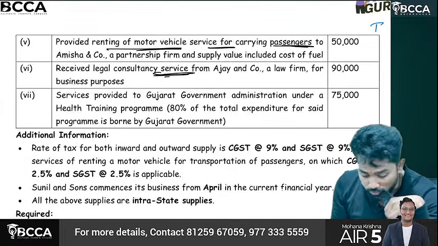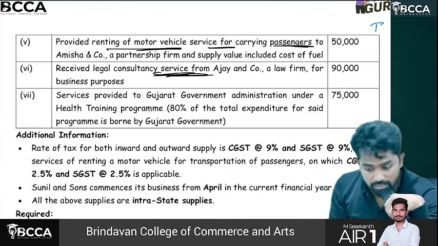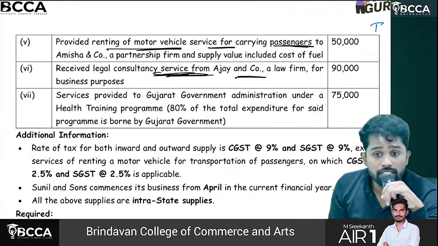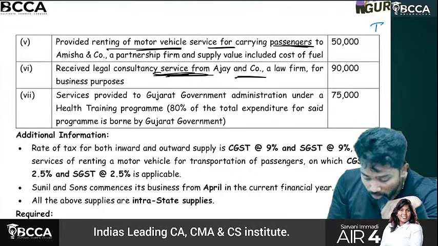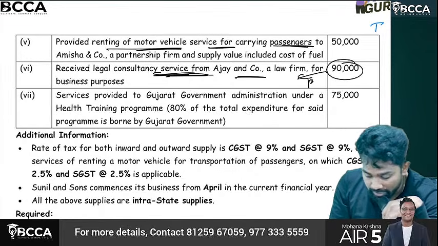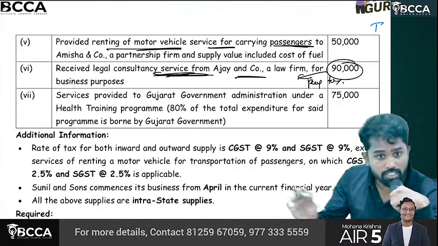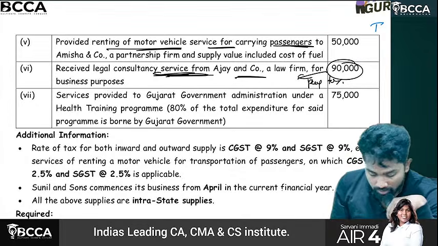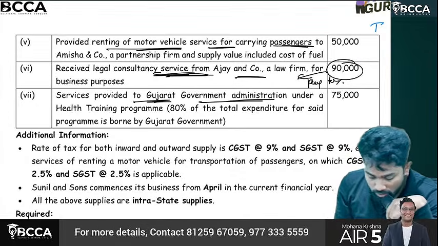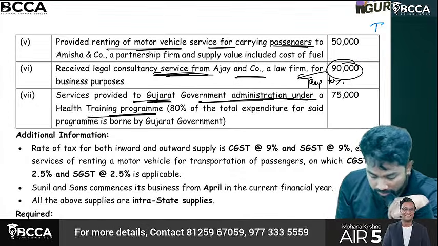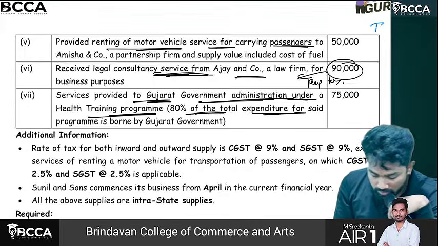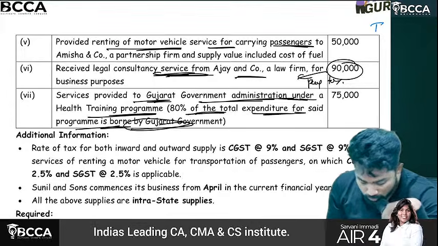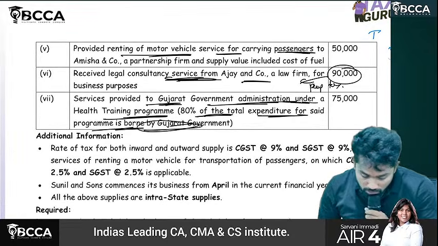Then received legal consultancy services. Sir, it's not provided. Received legal consultancy services. Sir, legal services are taxable under RCM. So on this 90,000, he only has to pay tax under RCM. Not the recipient. He only is the recipient here. So he has to pay the tax under RCM. Then services provided to Gujarat government administration under a health training program, whereas 80% of the total expenditure for the said program is borne by Gujarat government.